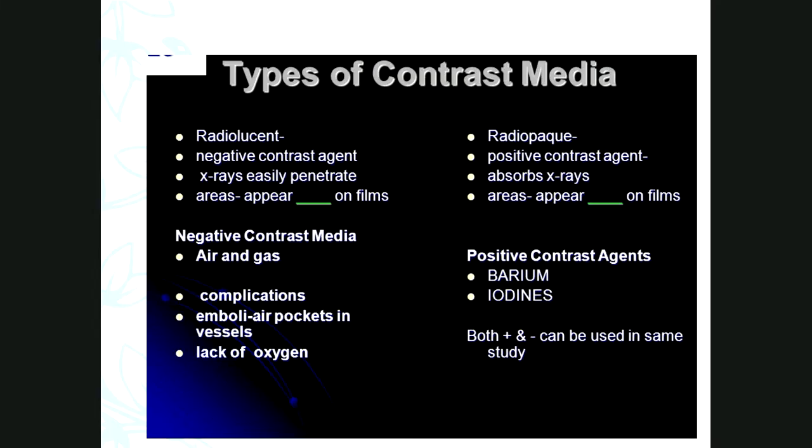Now, I borrowed this slide because I really liked it from another presentation, but it kind of outlines the difference between a radiolucent contrast, which is typically your negative contrast agent. X-rays easily penetrate these types of contrast. These areas appear black on film. It's considered a negative contrast media. Typically, you're talking about air or gas.